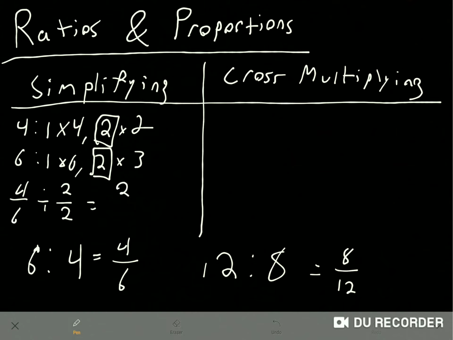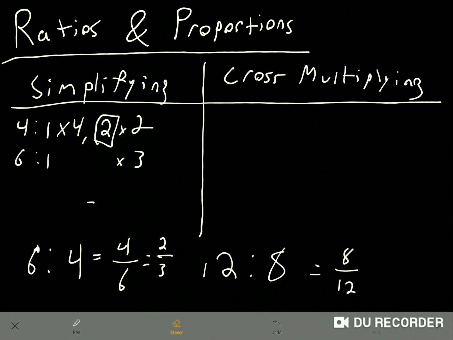Now let me fix that 6. There we go. And so 4 divided by 2 is 2, and 6 divided by 2 is 3. So the simplified version of 4 over 6 is 2/3. I'm going to write that down here as well. So now let's erase this so we can do the same thing for 8 over 12. If the ratios are the same, then we would get the same fraction. So let's go ahead and try that.